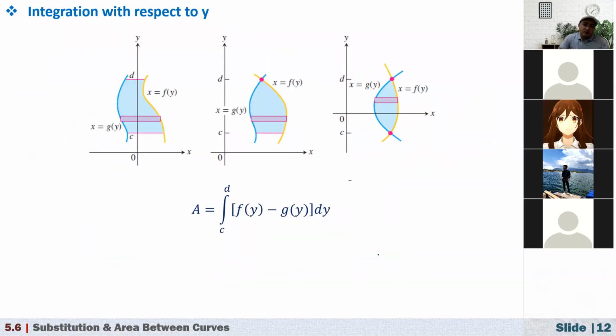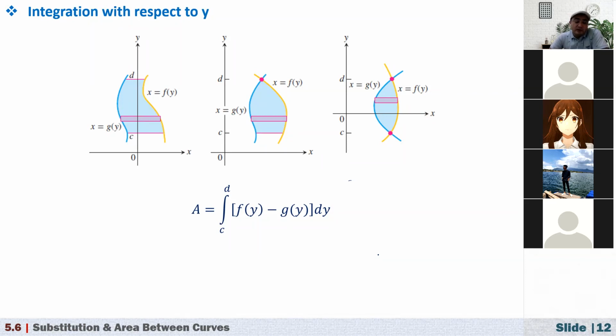Integration with respect to y. Here it is actually just the roles of x and y interchanged. If we rotate this 90 degrees to the left or to the right, you'll see it's the same thing. Sometimes if you get confused by x and y, just change them, and you will understand this more clearly. Anyway, if you're integrating a region with respect to y, how do we do that?